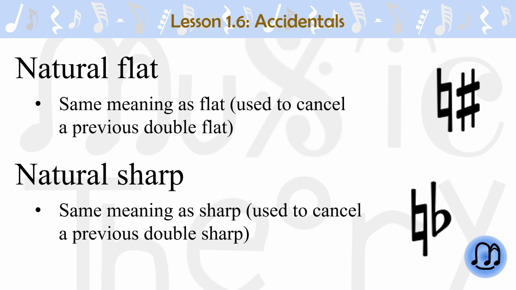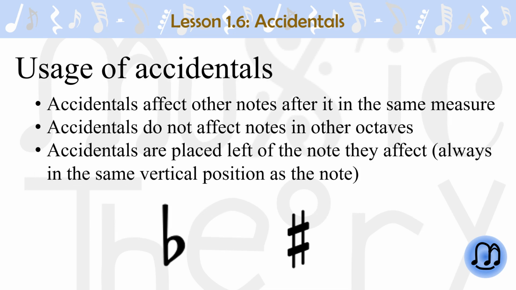The natural flat has the same meaning as a flat, except that it is only used to cancel a previous double flat. The natural sharp also has the same meaning as a sharp, but it is used to cancel a previous double sharp. Accidentals affect other notes after it in the same measure, but they do not affect notes in other octaves. Accidentals are always placed left of the note and in the same vertical position as the note.